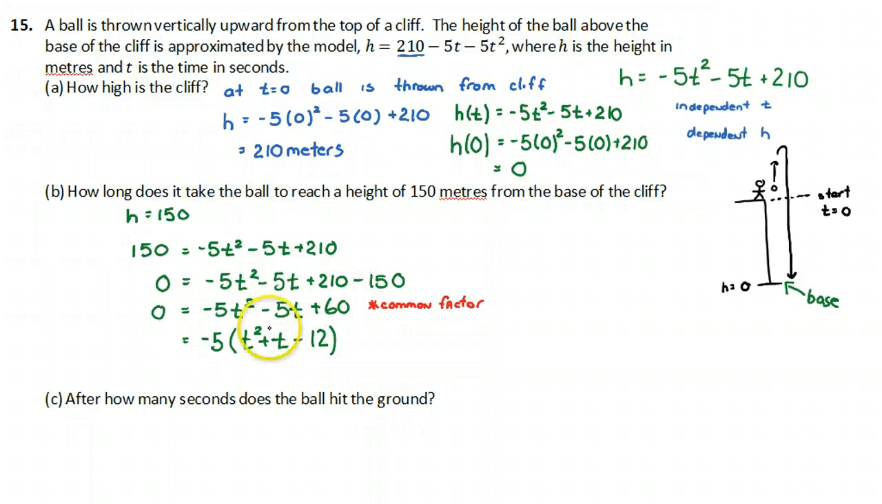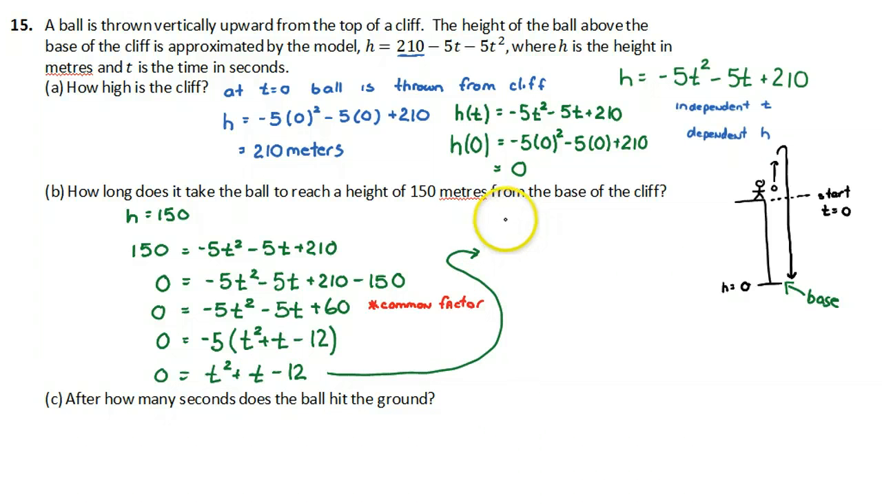I've done this correctly. And then some students will make the observation, say, hey, I have 0 on this side. So let's divide both sides by 5. So I get 0 is equal to t squared plus t minus 12. Now let's come up here.